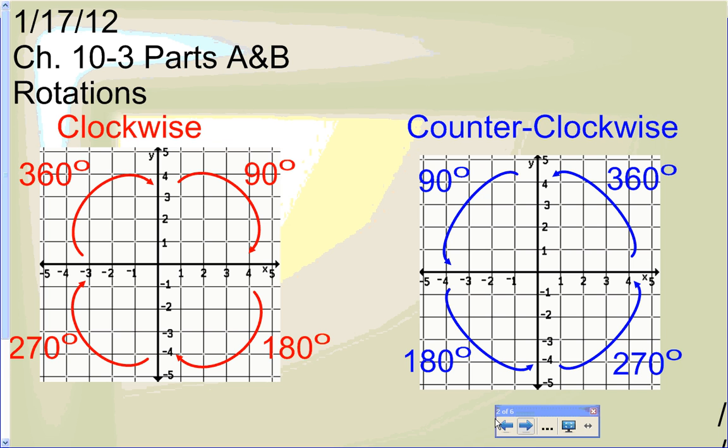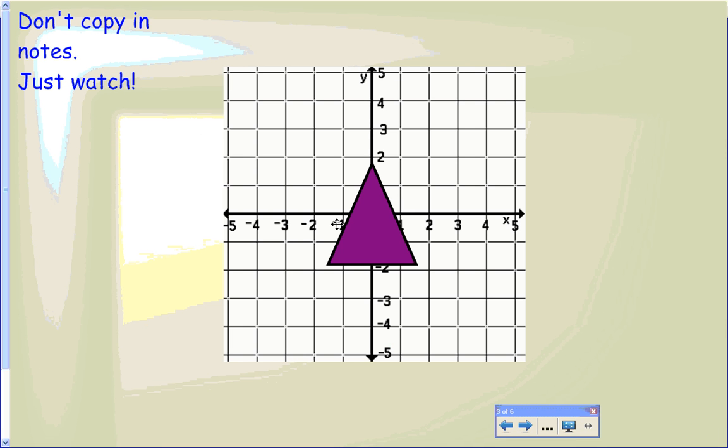So let's look at an example of this. If I rotate this object clockwise, there's a 90-degree rotation. If I keep going, now I'm at 180 degrees, which puts it upside down. Go another 90 degrees, that gets me to 270. And another 90 degrees gets me to 360, where I started.